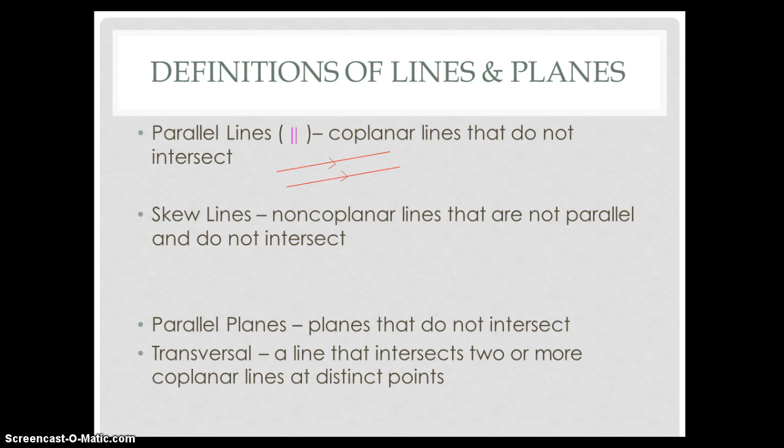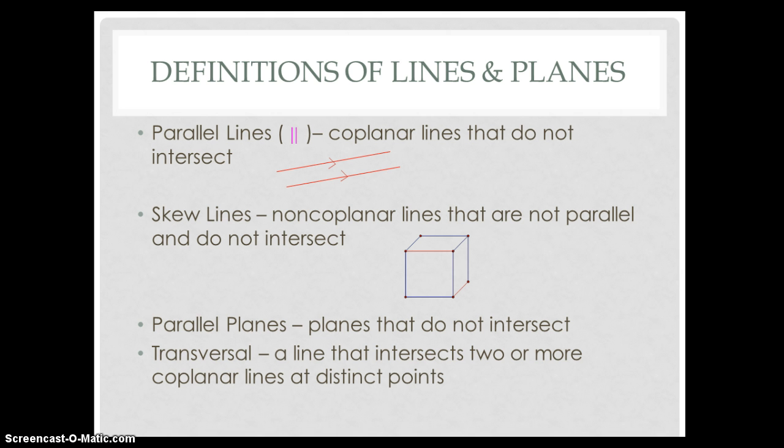Skew lines are non-coplanar lines that are not parallel and do not intersect. Since they're non-coplanar, that means we're dealing in 3 dimensions. And so the two red lines in the diagram are skew lines. They're not going to ever intersect, but they're also not parallel. We always have skew lines in 3 dimensions. Parallel planes are planes that do not intersect.